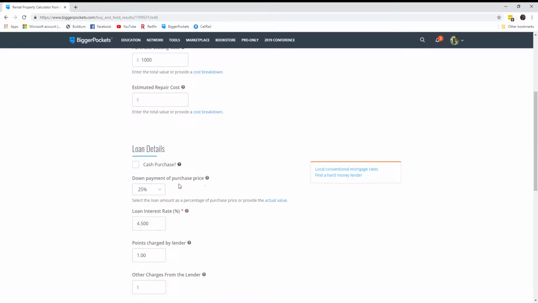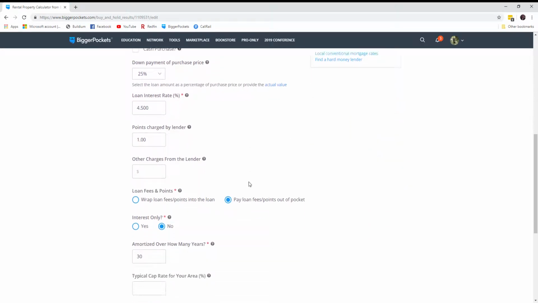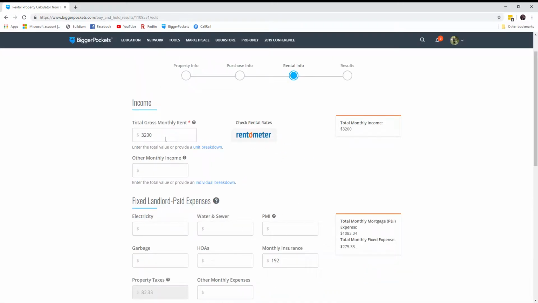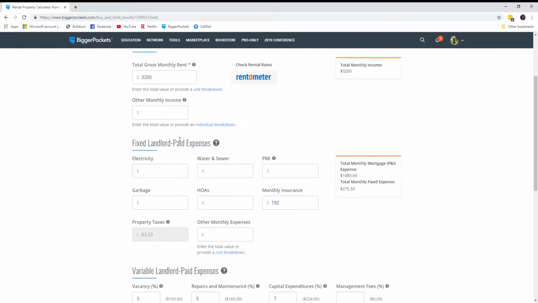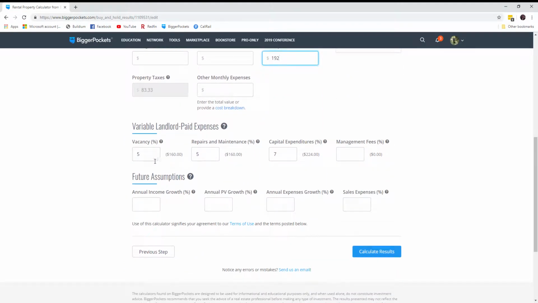You scroll down into the details of the loan: interest rates, points charged by lender, amortized over X amount of years. Then you'll come to the last page and punch in the rent. Anything that you pay for as the landlord, I don't pay any of this, but you can put in your insurance, how much it is a month. Property taxes are broken down into a monthly sector. And then I calculate my numbers, and I would recommend this for everybody.